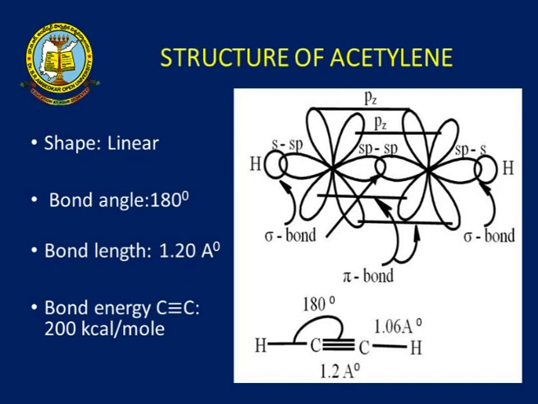Now, the bond angle, I said, in sp hybridization is 180 degrees, and the bond energy between these two carbons is 200 kilocalories, and the CC bond length is 1.20 angstroms. The shape I said already, it is collinear. So, shape is collinear, angle 180 degrees, bond length is 1.20 and bond energy is 200 kilocalories. This is about the sp hybridization.